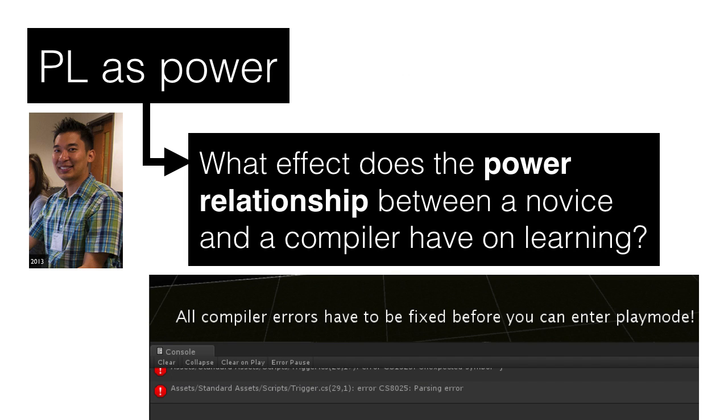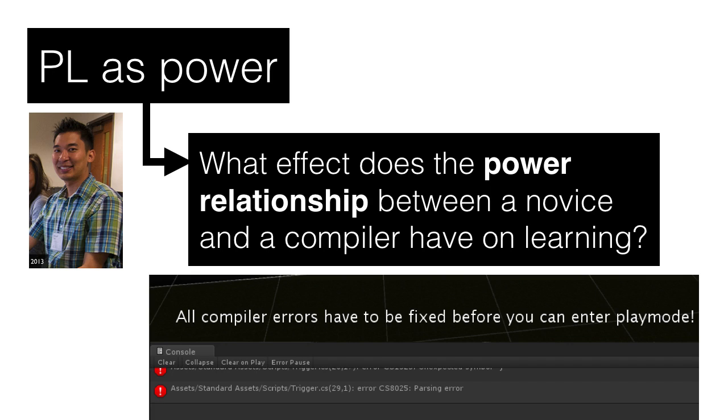What effect does power, and in particular the relationship around power, between a novice and a compiler have on learning? His observation here was that things like compiler errors actually take a very authoritative framing of the relationship between a person and a computer. The compiler is the one in charge telling the learner what they've done wrong. And it creates this really frustrating and discouraging dynamic of constant failure, right? It's constantly invalid syntax, invalid statement, everything you're doing is wrong.